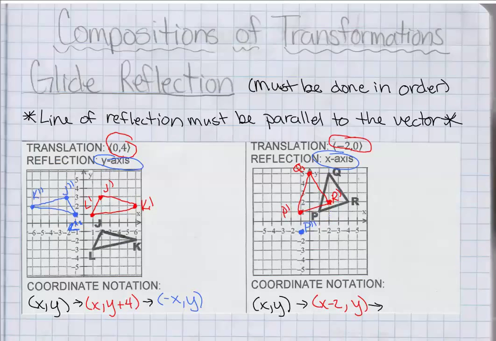R is 2 above the line, so it will be 2 below the line, so it'll be R double prime. Q is 5 above, so it will be 5 below, and that will be Q double prime. And then connect your dots.